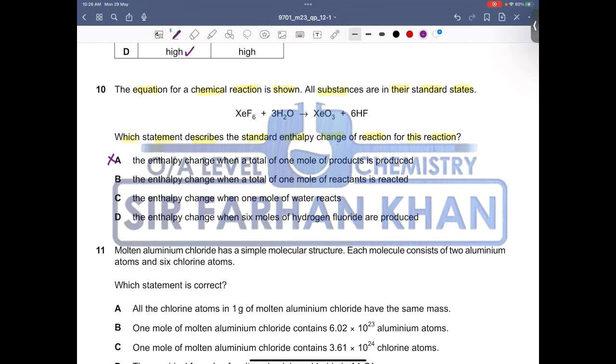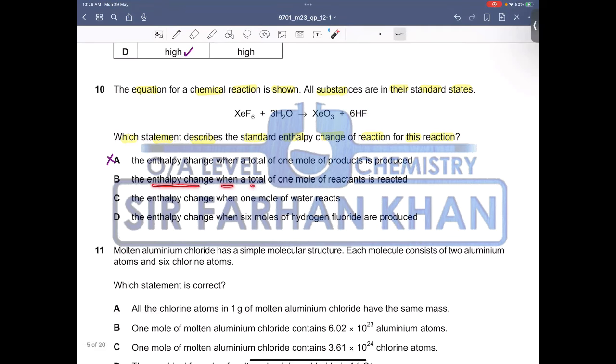Let's do B. The enthalpy change when total of 1 mole of reactant is reacted. Guys, total we have 4 moles of reactants, which means it is also not giving the exact definition as per the stoichiometric equation, and therefore B option is also incorrect. Let's talk about C. The enthalpy change when 1 mole of water reacts. Basically, 1 mole of water is not reacting in this equation. 3 moles of water is reacting in this equation. Again, C's option is incorrect.